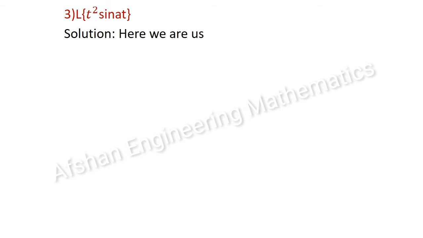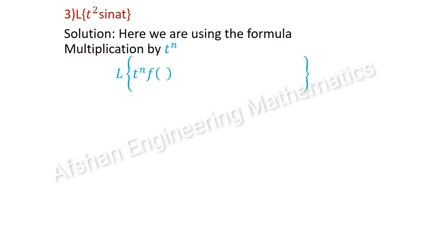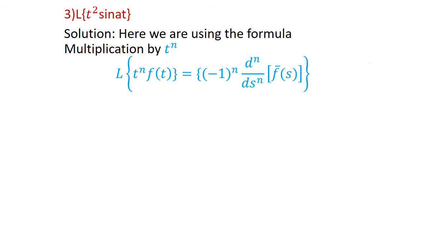Here we are using the formula multiplication by t to the power n. We write the same formula here and compare with our question. We get the value of n is 2. So now the Laplace transformation of t square sin at is (minus 1) square times the double differentiation of f dash s.